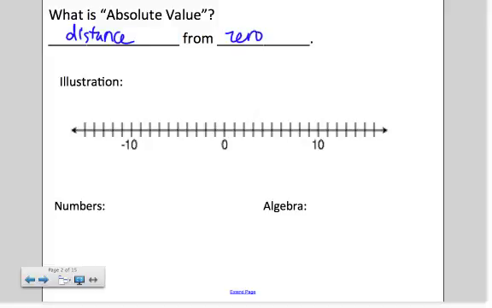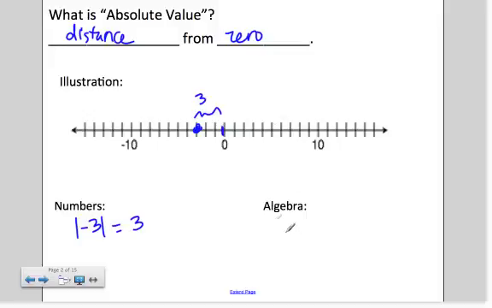For example, if I had the absolute value of -3, that would be 3, because the distance of -3 from 0 is 3. Here's 0, 1, 2, 3.